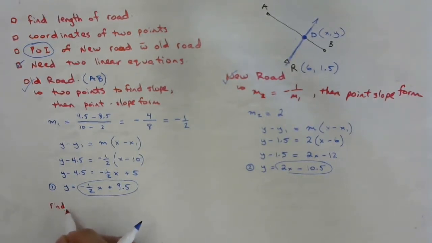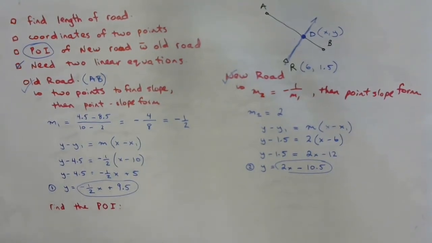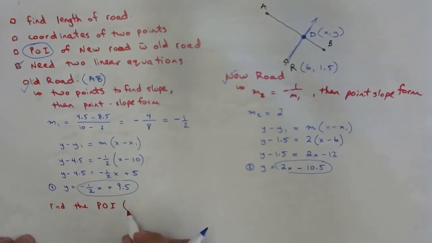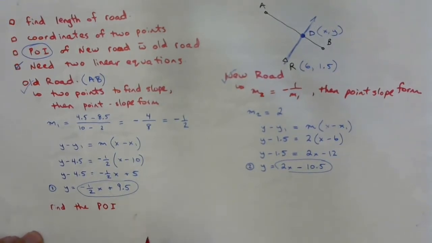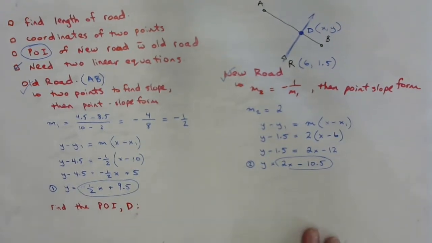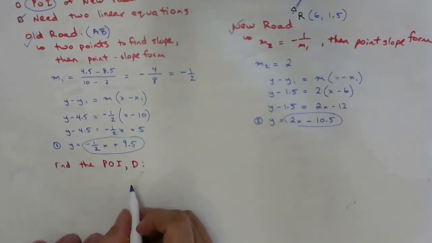Find the point of intersection. And you can call that point D. Okay, not with brackets though, that's a little bit confusing. Let's use a comma. Point D.